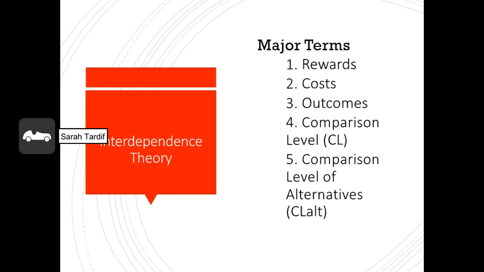Interdependence theory has a few key concepts, and those include rewards, costs, outcomes, comparison levels, often abbreviated by CL, and comparison level of alternatives, CL alt. So let's break down each one.